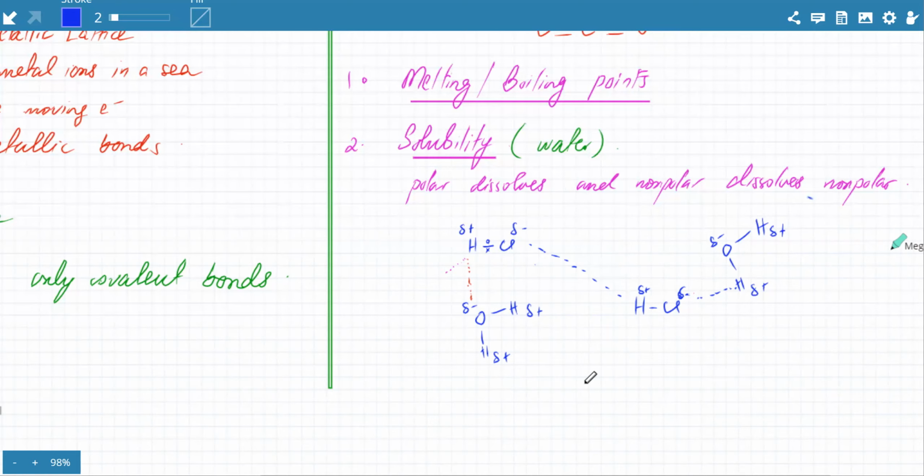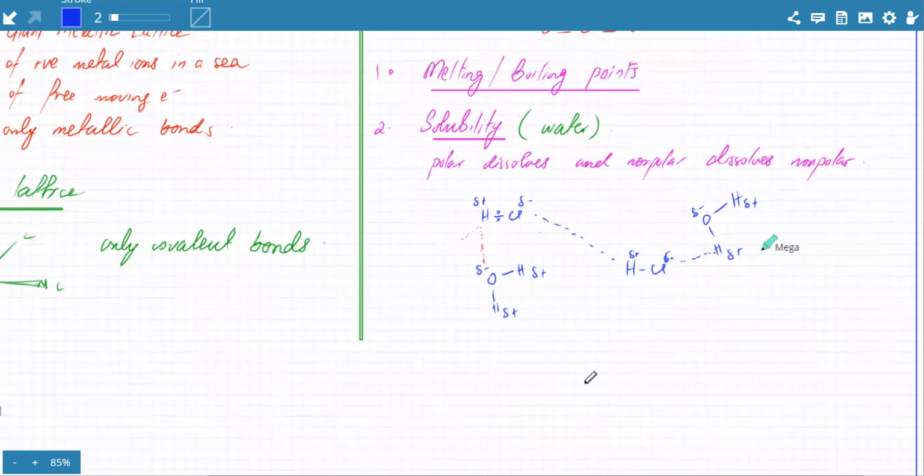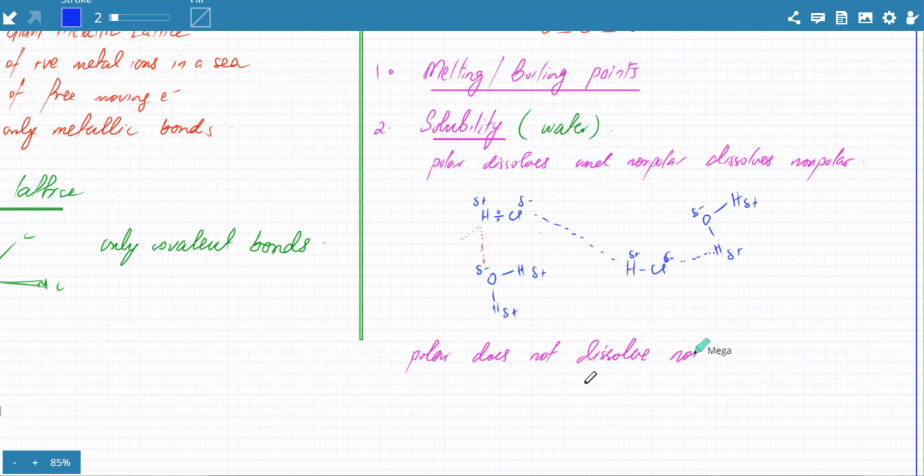But then there's another statement, which is that polar does not dissolve non-polar. Polar molecules do not dissolve non-polar molecules. Why? A non-polar molecule is a molecule where the electrons are equally shared. Like you have an oxygen molecule. This oxygen would try to pull electrons, and this oxygen would try to pull electrons as well, but both of them are going to pull with an equal force, right? So where would the electrons end up? They're going to remain right in the middle, right in the center.